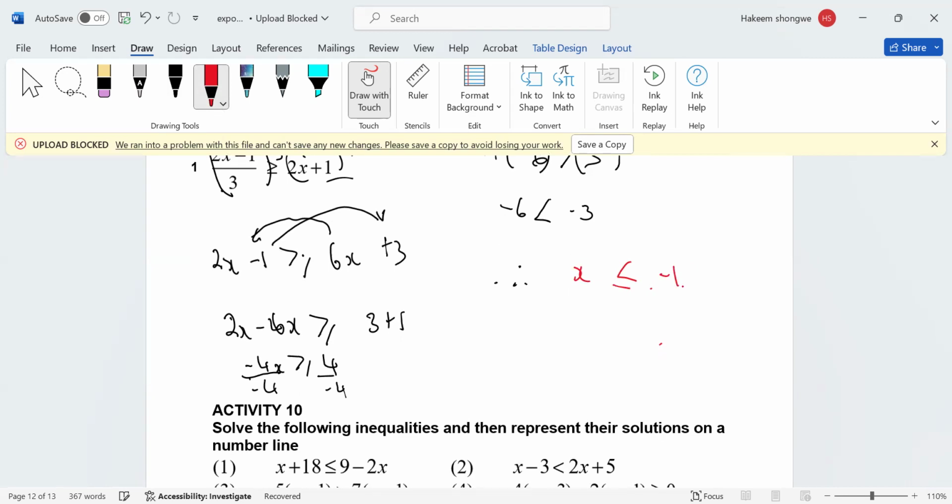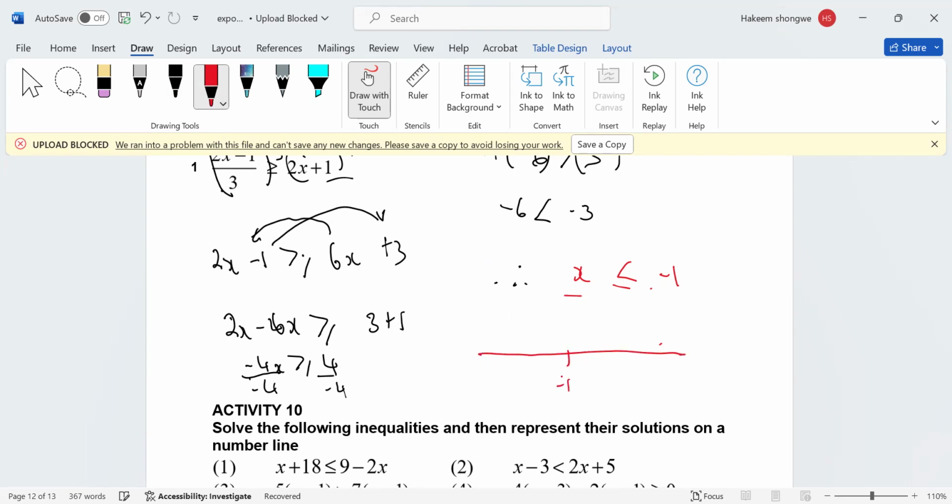Now, what else should you do here? You are supposed to take this thing and then represent it on the number line. If I divide it with a positive, it remains the same. So, how to represent this on the number line? How is it going to look like?